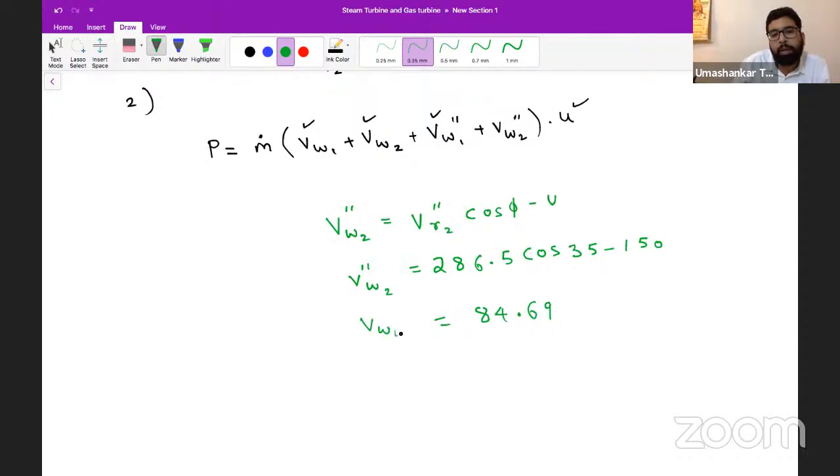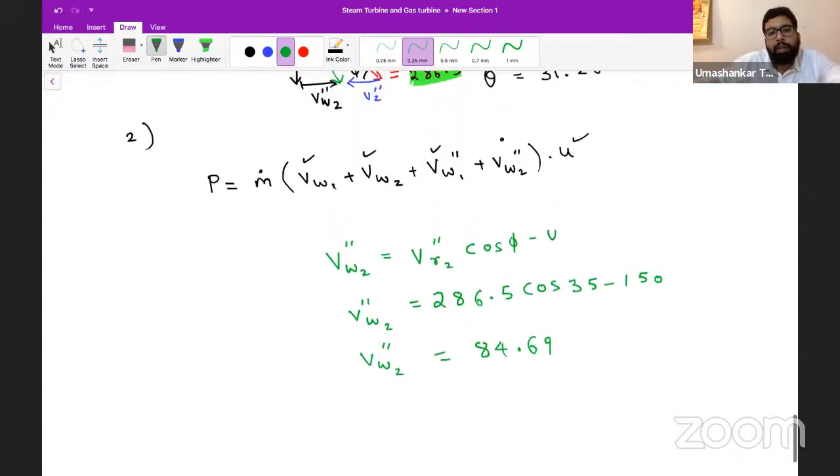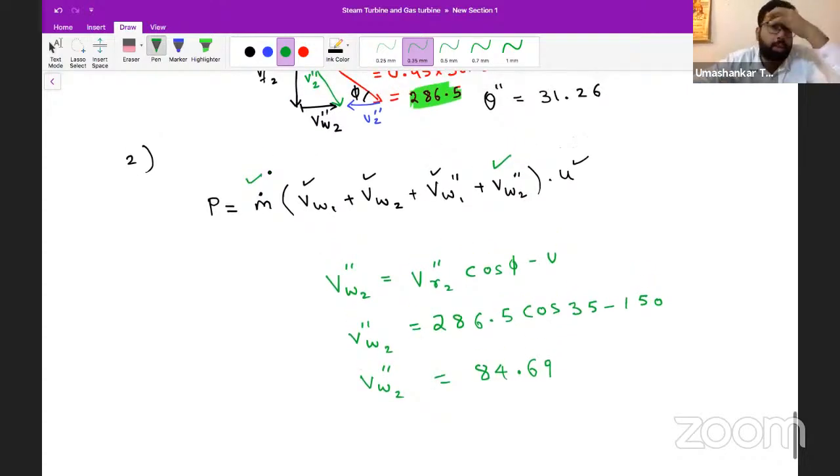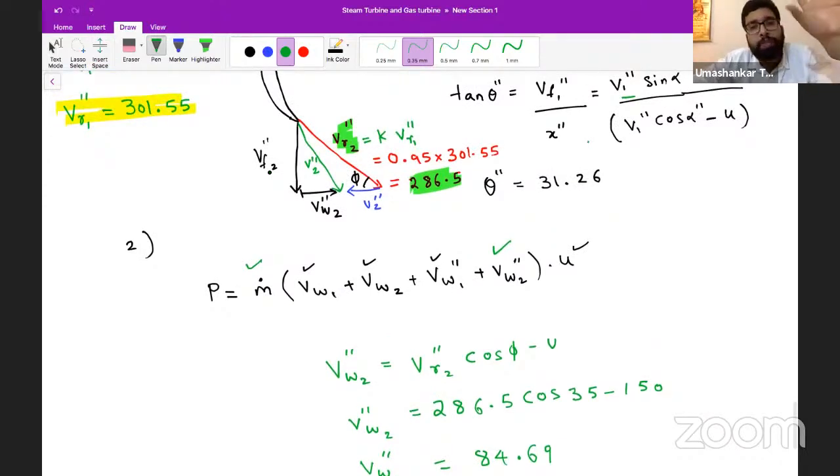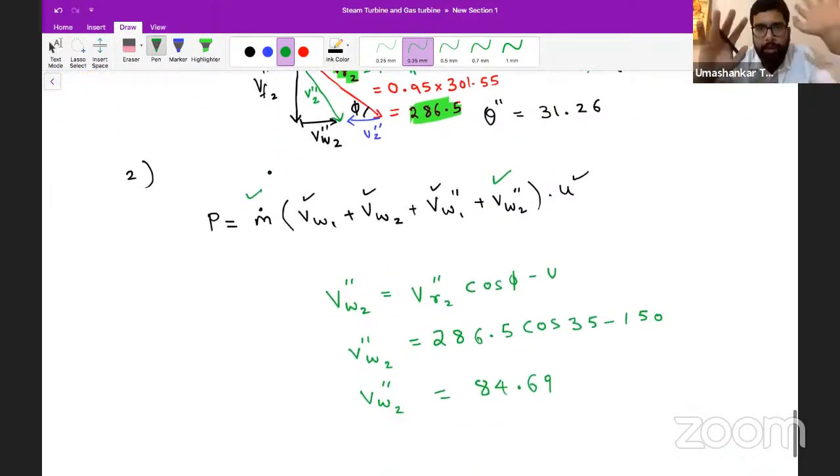So now can you find the value of power, as we have everything we require? M dot is given in the question as 4 kg per second. So do we require to find V2 double dash? Now hold here, have some patience. Do we require to find V2 double dash here?